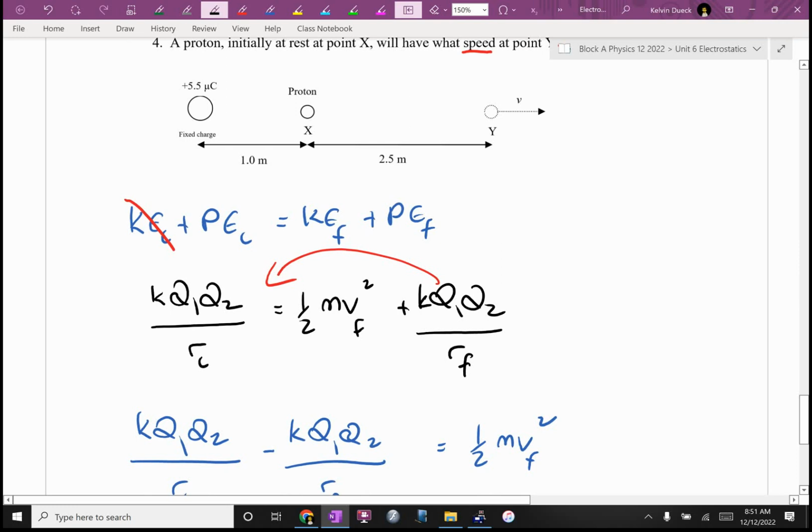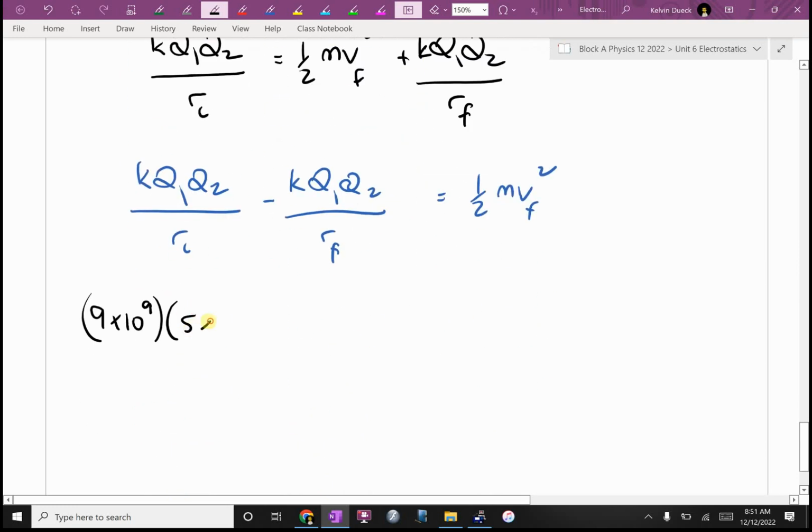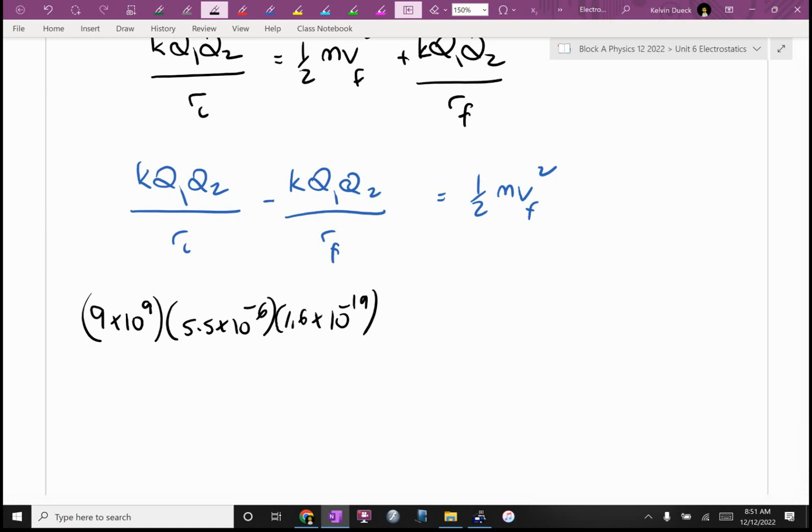Q1, 5.5, and it's going to be positive. Mr. Duick, put the 5.5 there. Times 10 to the negative 6. Q2, it's a proton. No! Who said negative? It's a proton. Positive. 1.6 times 10 to the negative 19. Again, the proton and the electron, they have the same magnitude of charge. That's why we called it the elementary charge. That's a mass. Don't be telling me kilograms or coulombs. Okay?